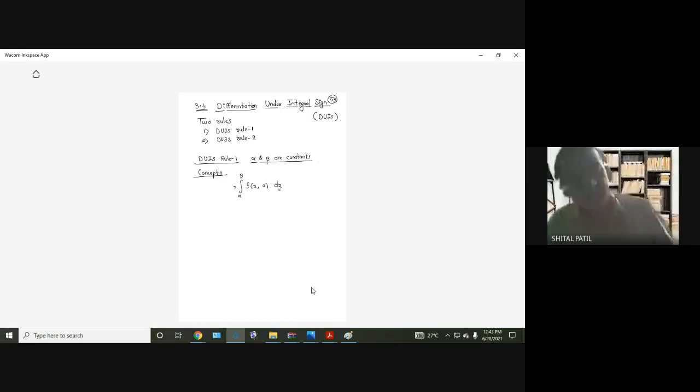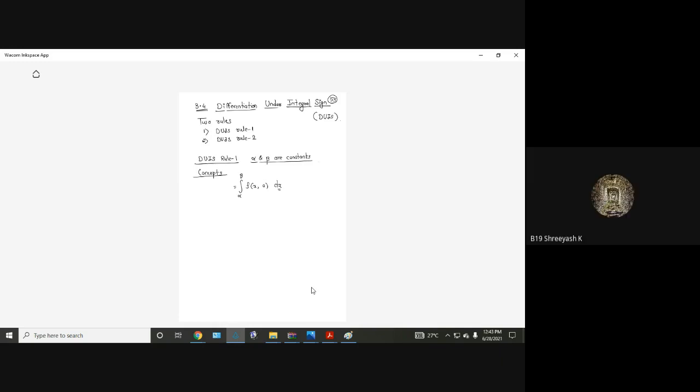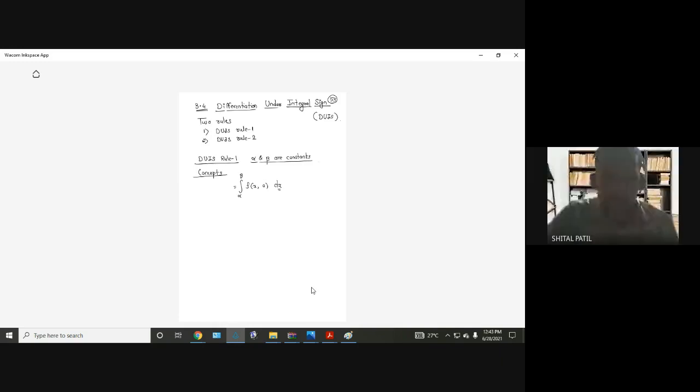Anyone? What will remain after integration? Whether it will be a function of x only, or a function of a only, or a function of both x as well as a. After putting limits, only x. Very good. Anyone else that wants to explain this?